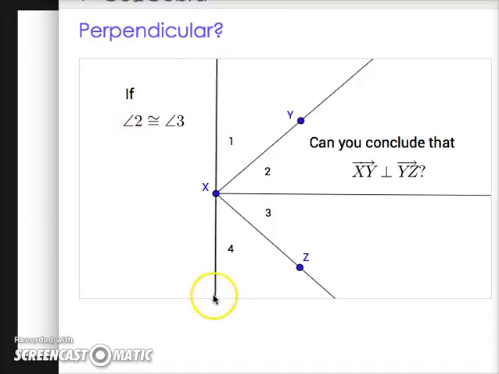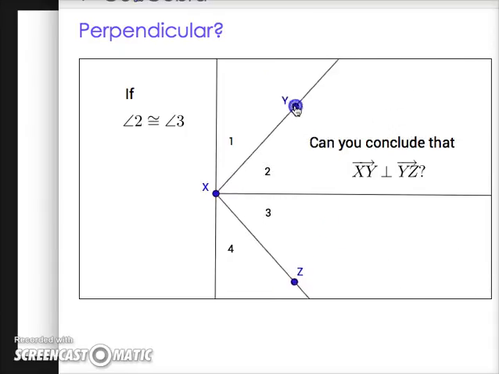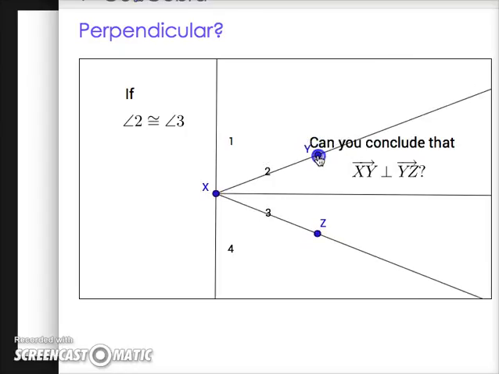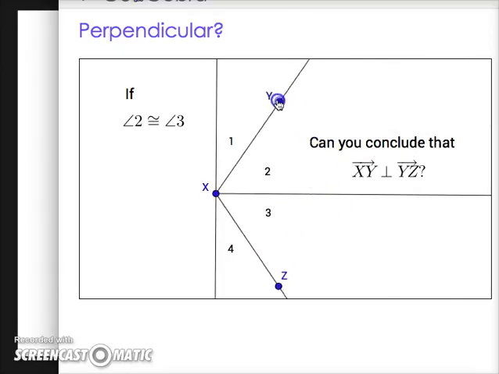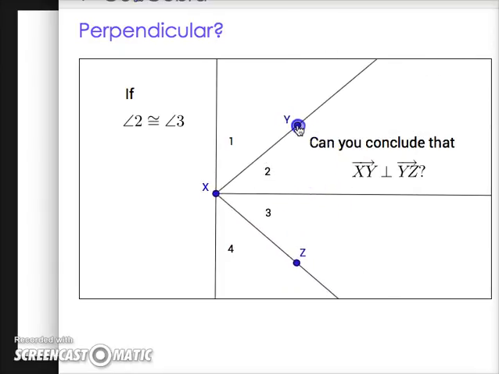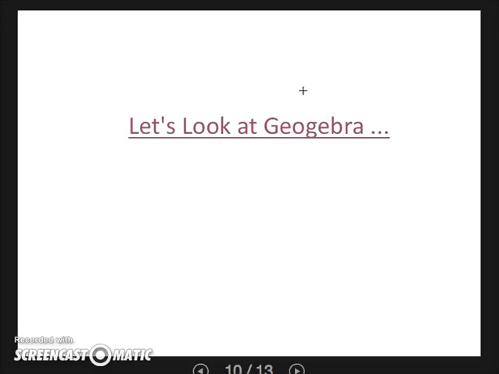The way I constructed this diagram was I constructed it such that angle 2 and angle 3 must always be congruent. And I'm going to drag around these points. You can see angle 2 and angle 3 look like they're both staying congruent, but does it look any more like ray XY is perpendicular to ray XZ? No, they sure don't look perpendicular. So you can even do a mental experiment like this to prove to yourself that something's not necessarily the case.